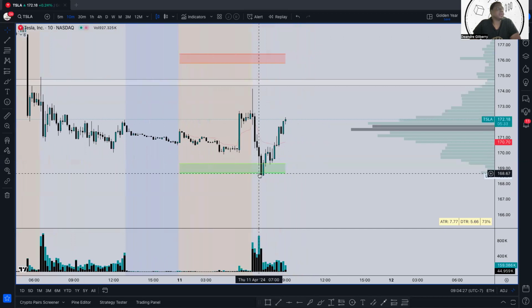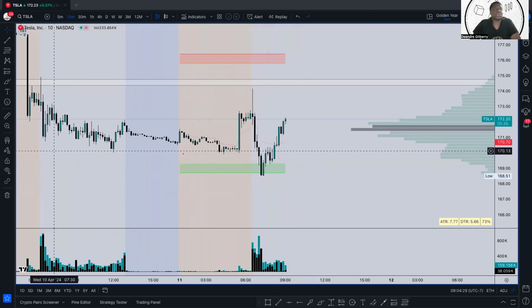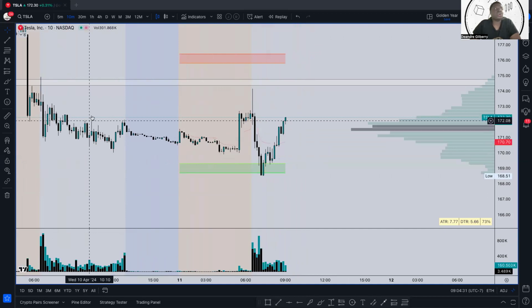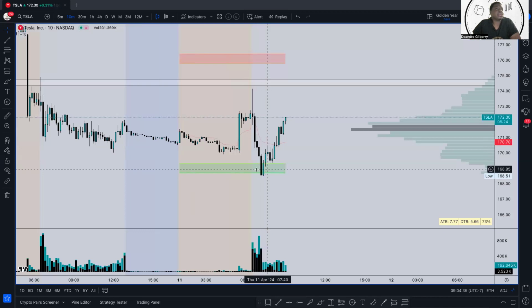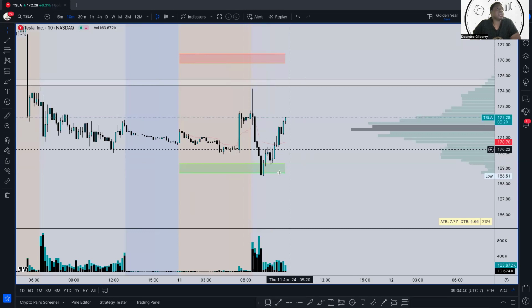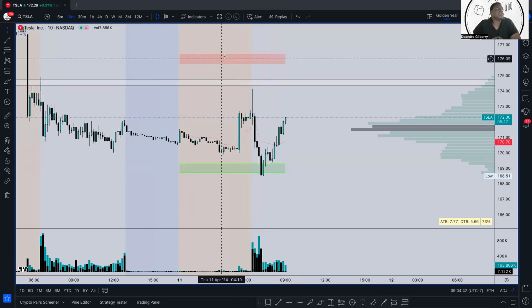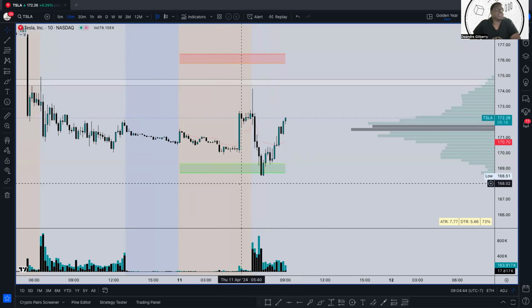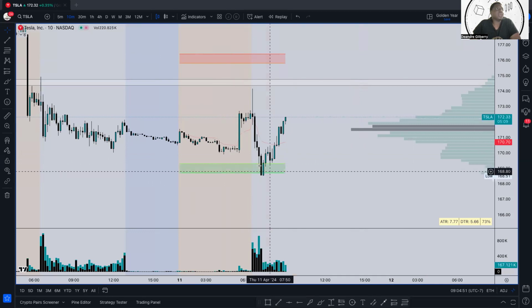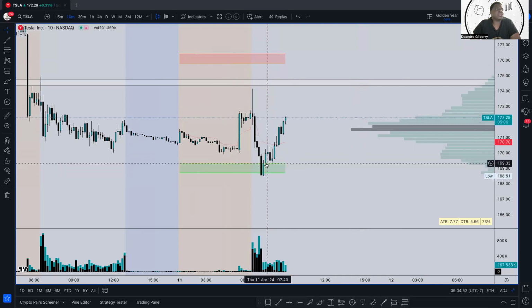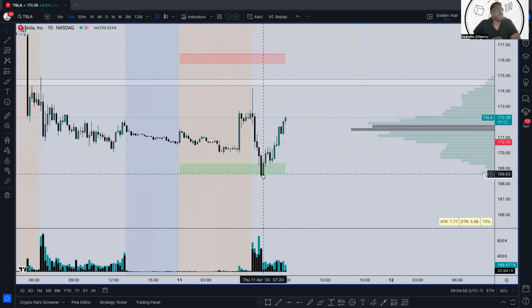Then the pullback even broke the structure, breaking the previous day's low. Then it came down here in this ADR, this average daily range, or average true range, you can say. That's the high of the range, and this is the lowest point. It went down to 168.51, and I bought it here. I think I bought this candle, and then it dropped down.